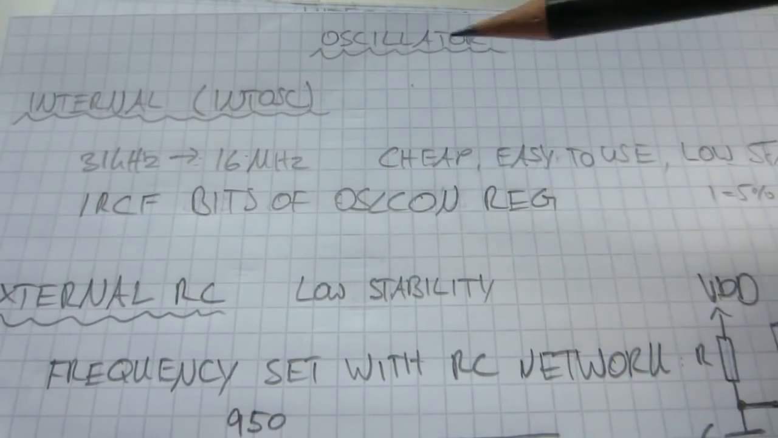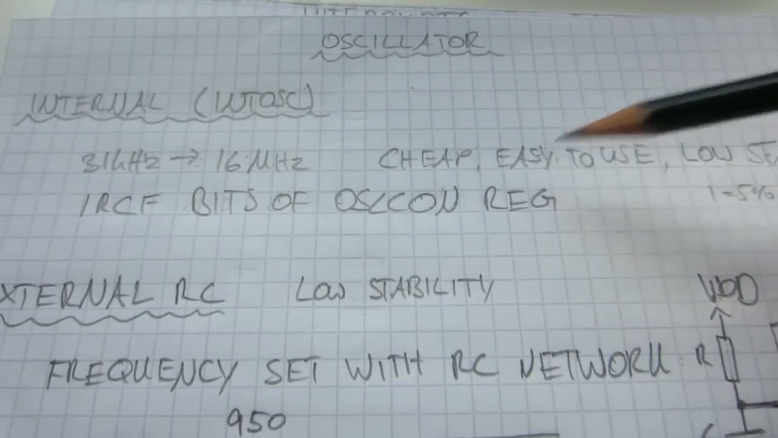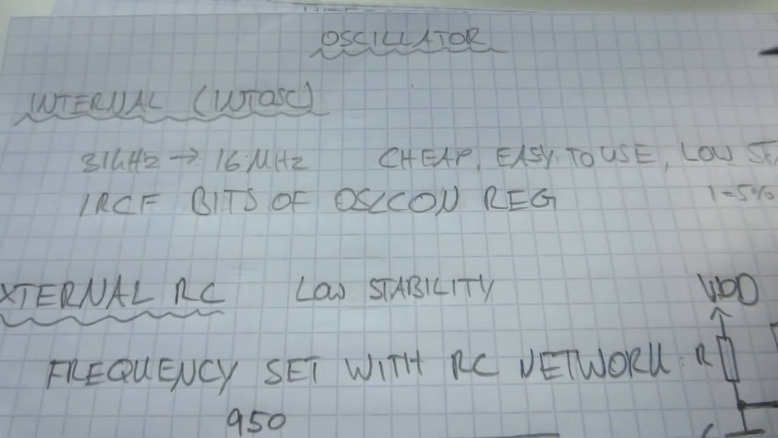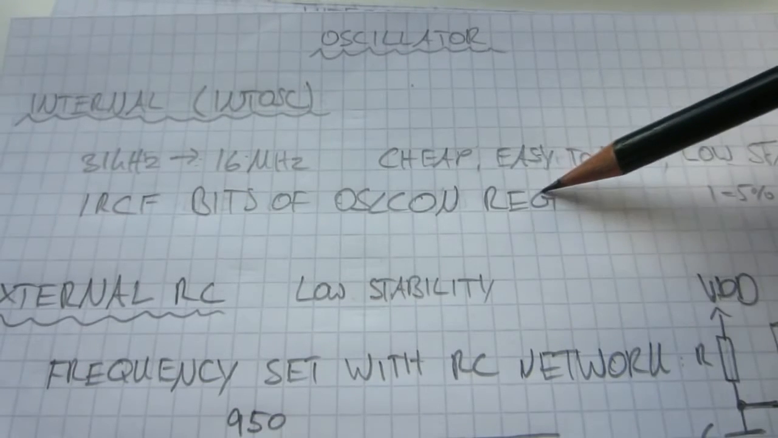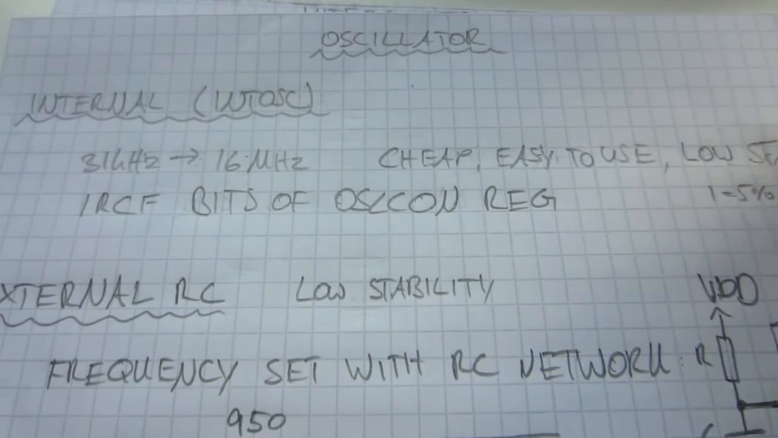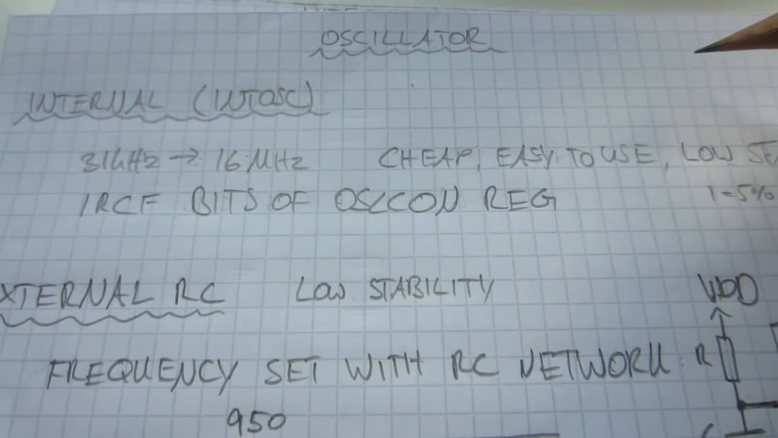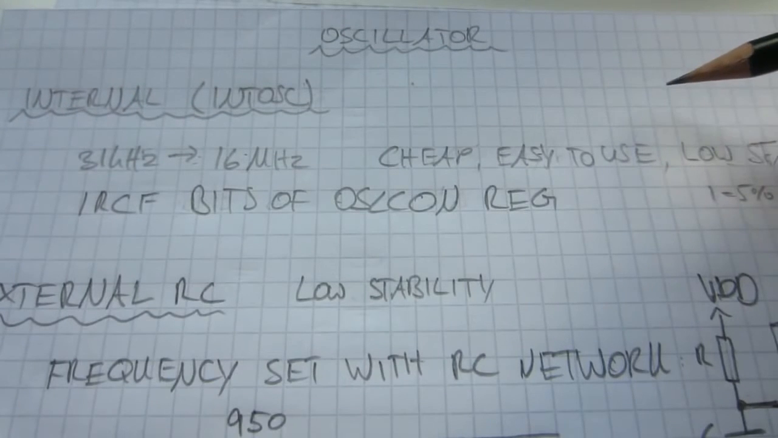And it's cheap and easy to use, as I already mentioned, but the problem with that is the frequency stability is very low, and the accuracy is only from about 1 to 5%. So the accuracy on 1 megahertz is only 1 to 5%, and the drift with temperature is going to be very high. So as the temperature of the chip changes, the frequency will significantly drift with that.